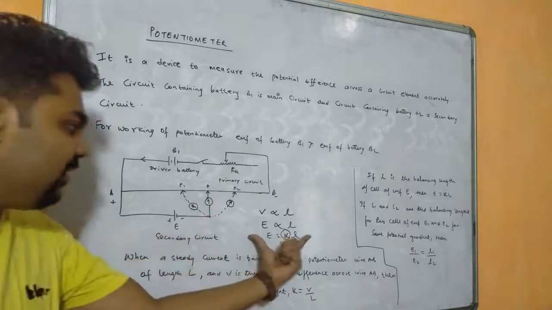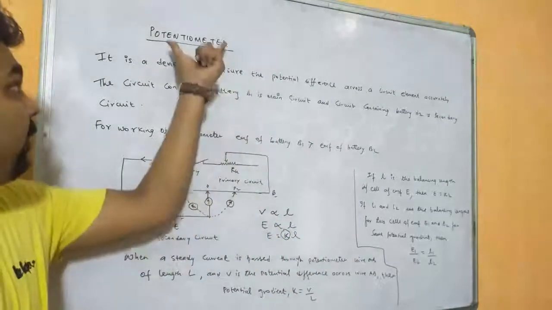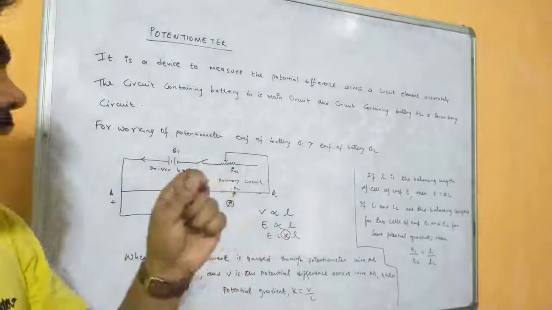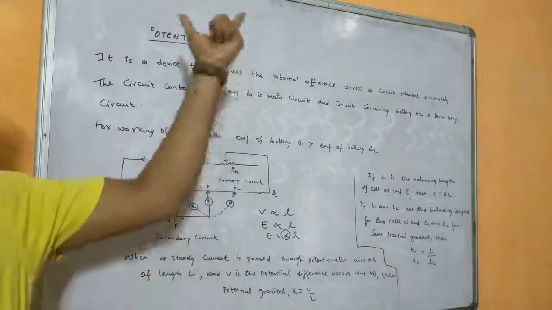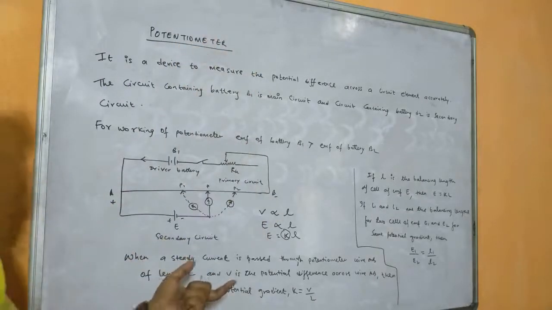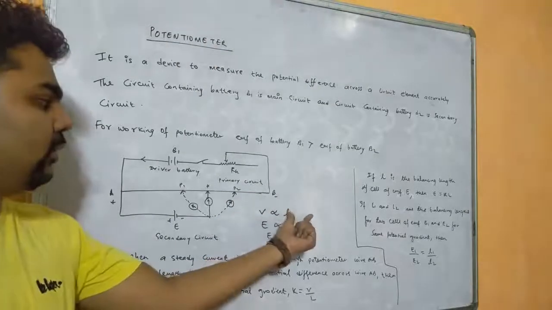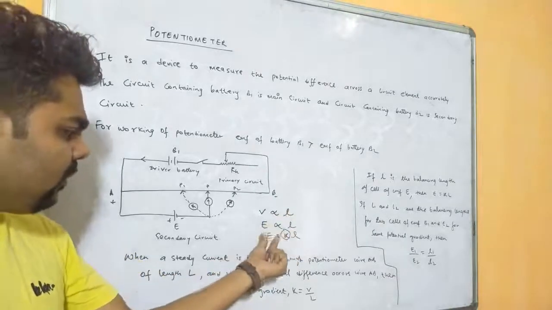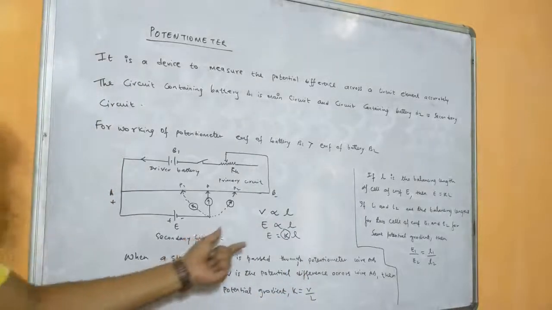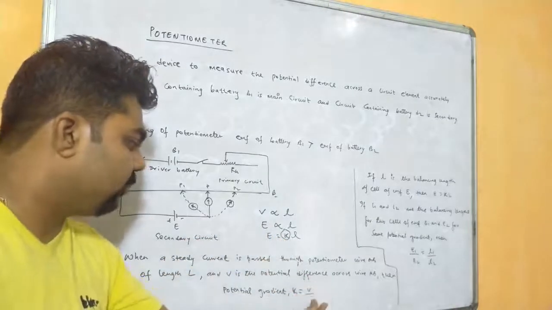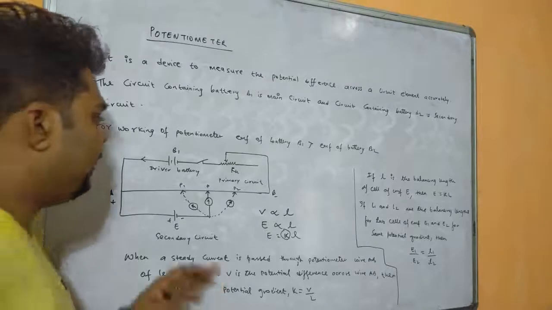Now with this principle, if I ask what is the principle of the potentiometer wire? Potentiometer is a device which is used to measure the potential difference accurately. The sensitiveness of the potentiometer device is more than that of a voltmeter, right? Here the potential difference is directly proportional to length, where E equals KL, where K is the potential gradient, right? This K can be written as V by L. Now what is L here? L is the balancing length.